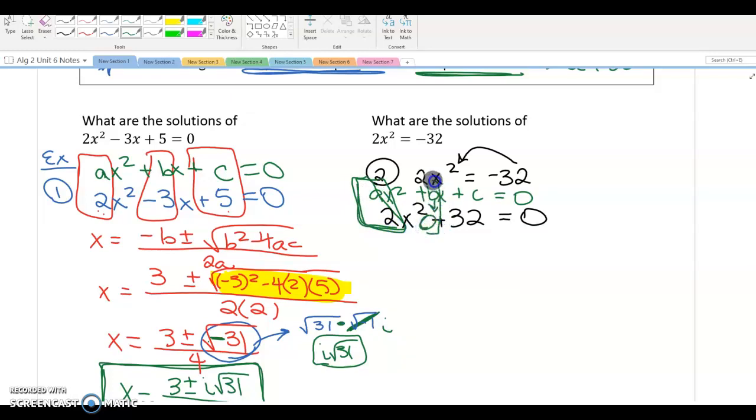So b is going to be 0 because there's no x. And then c is what? 32. And now we're good. A is 2, b is 0, c is 32, and we're good to substitute again into our formula.